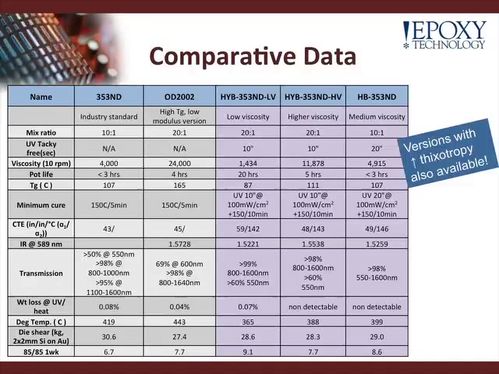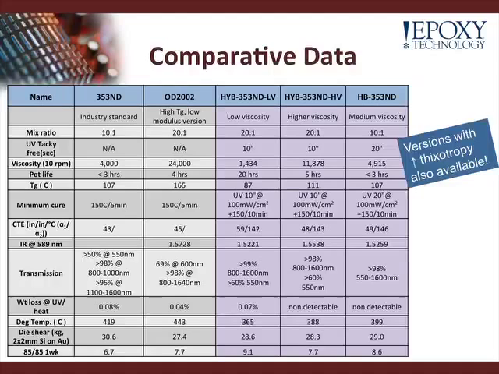On the left side, you see 353ND and OD2002. These are two industry standard materials that are very well known for their long-term reliability, damp heat resistance. Both of these are actually used in medical applications such as endoscopes, where thousands of autoclave cycles can be required.